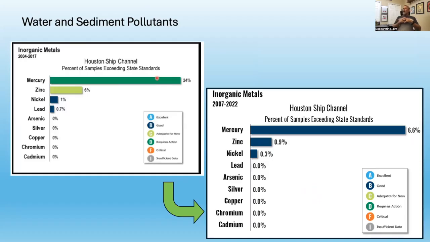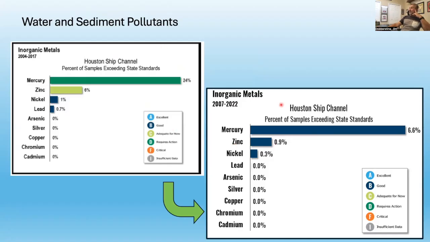But again, there are still those legacy pollutants. I want to focus here on metals for a minute because here we've got two different sets of years, right? This is an average between 2004 and 2017, and you can see the percent of samples, because we talked about mercury, right? So you can see the percentage of samples that exceeded the state standards for mercury, and that was almost a quarter of the samples that were taken, 25% of them, right?